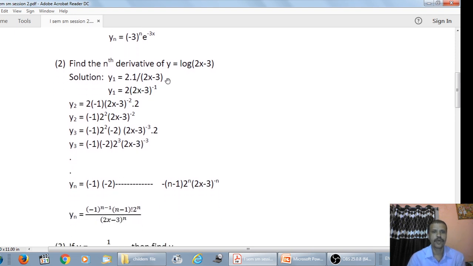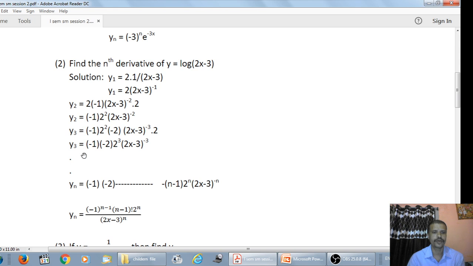Let me move on to the second problem. Find the nth derivative of this function. Now y1 is equal to the differentiation of this, 1 by log 2x minus 3, that is 1 by 2x minus 3 into the differentiation of this, which is 2. To get the remaining derivatives, bring this to the numerator. Please note this part.